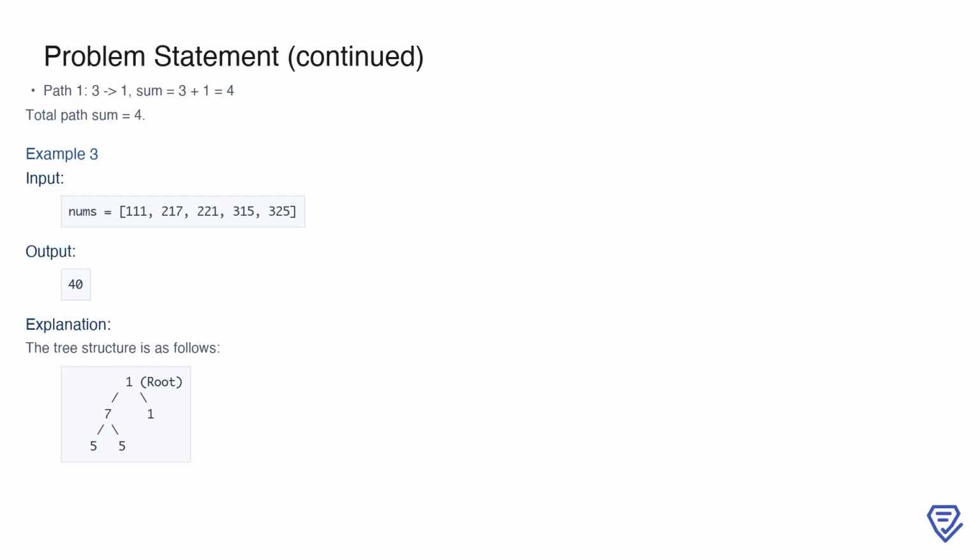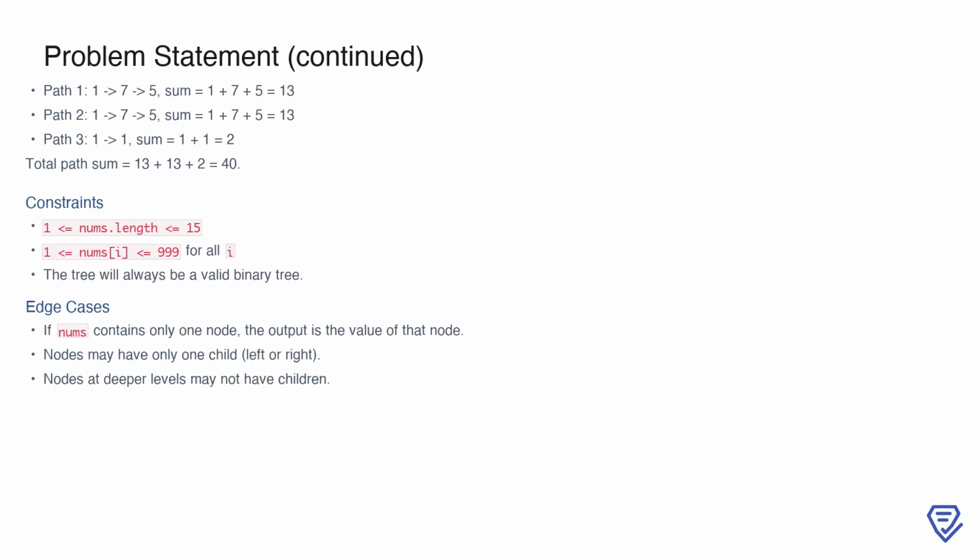Let's look at a final example with a slightly larger tree to understand how the calculation scales. Consider the input nums equals 111, 217, 221, 315, 325. Here, the root node has a value of 1, with 2 child nodes, a left child with value 7 and a right child with value 1. Additionally, the left child of the root has 2 children of its own, both with a value of 5.